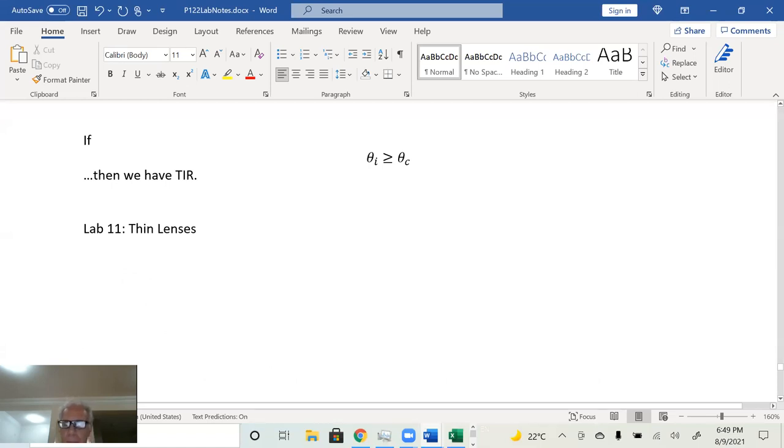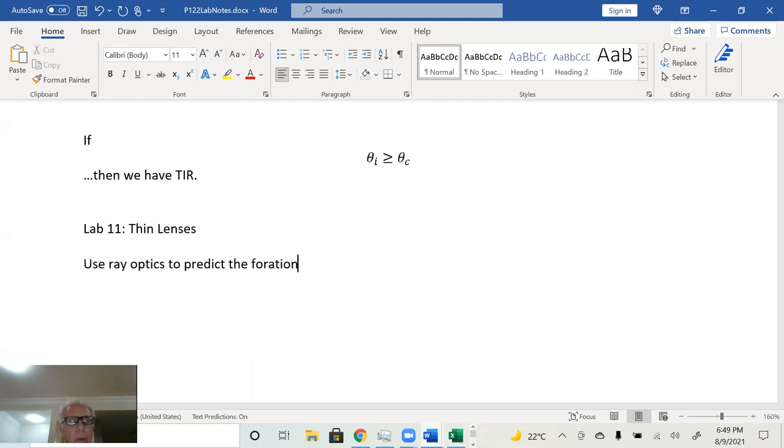Okay. I'm going to use ray optics to predict the formation of the image of an object.